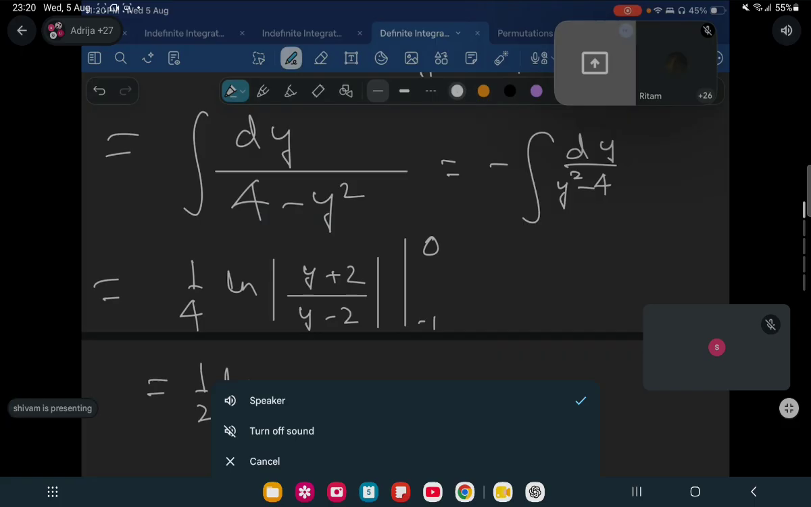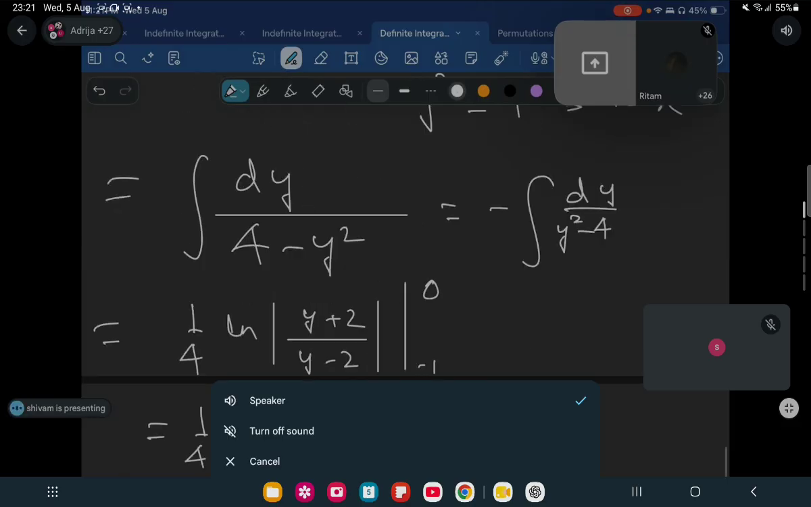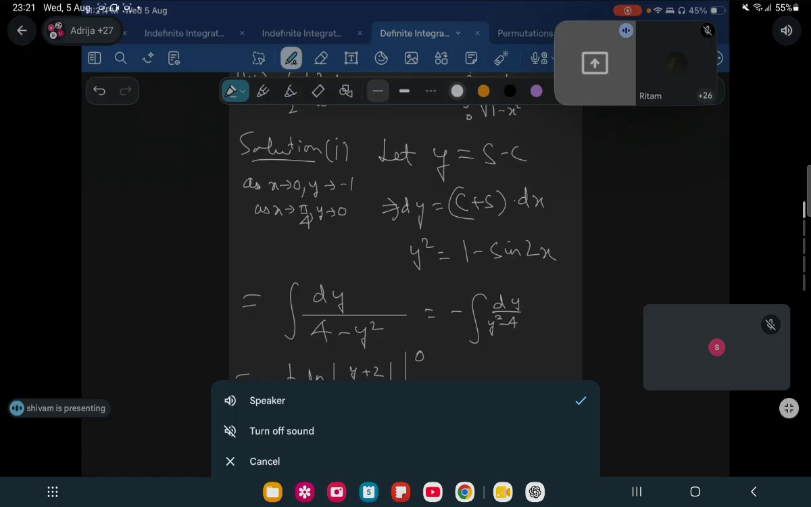So this will give us half ln mod of, so ln 1, that is 0 only, minus of 1 by 4 ln mod of minus 1 plus 2, that is 1 upon minus 3. So that is 3 only. So this will give us ln 3 by 4. Tell me, you people got ln 3 by 4 only, right? Anyone having any doubt, you can ask me.